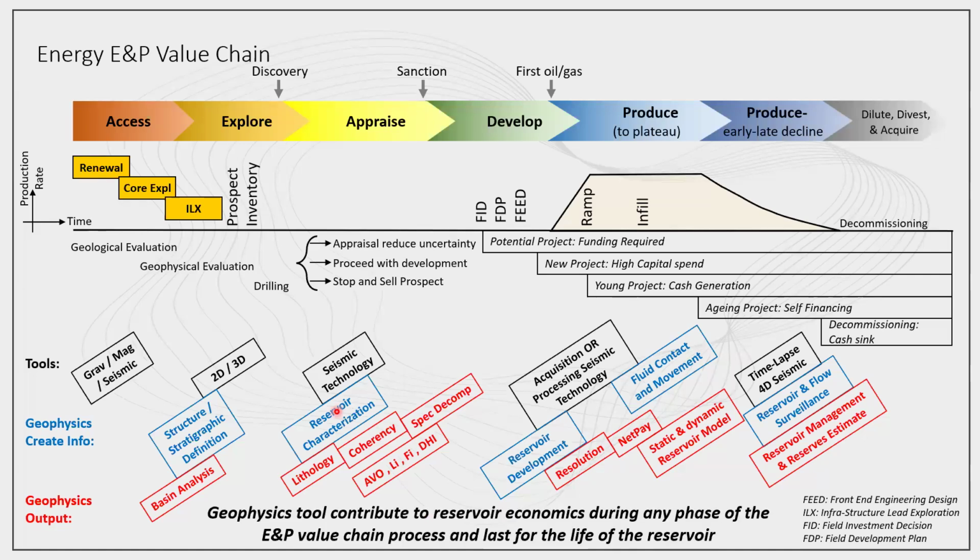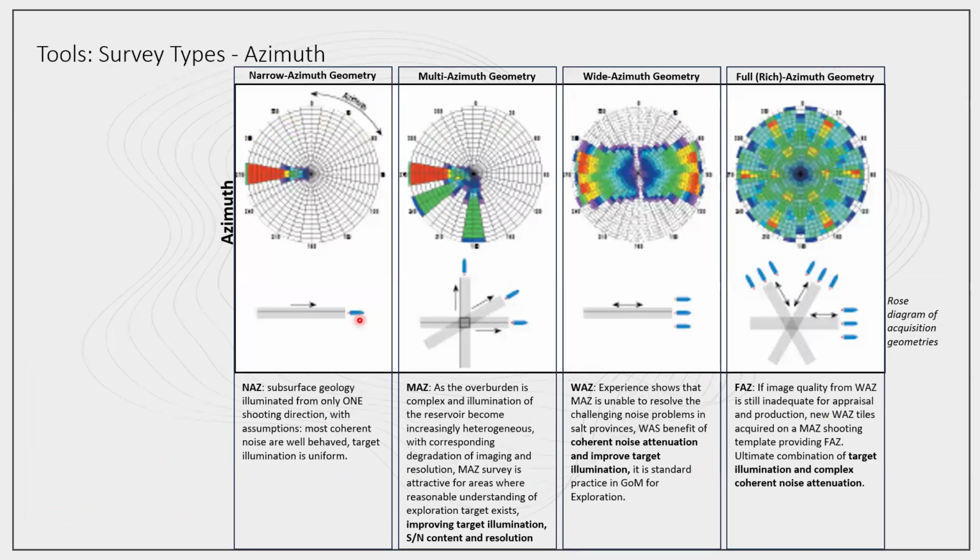So based on that, geophysics tools contribute to the reservoir economics during any phase of the E&P value chain process and last for the life of the reservoir. So when we take a look at the tools, we need to understand what are the tools of seismic that will be used or could be used. In order to tie the geophysical technology to the full value chain up to the depletion plan, to select the right program, we need to understand the different types of surveys.